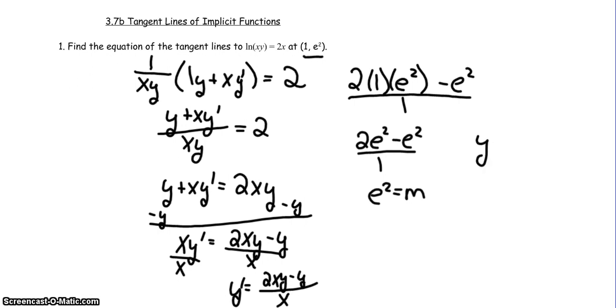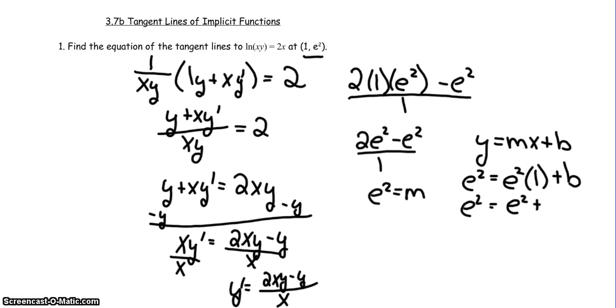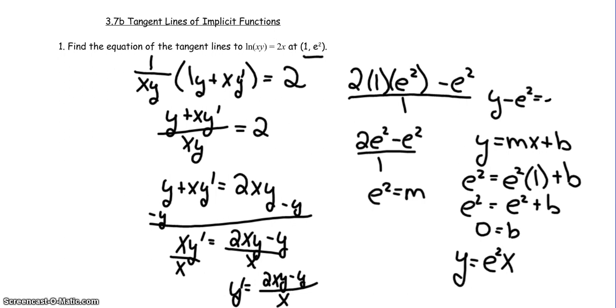So y equals mx plus b, y value of e squared, slope of e squared, x value of 1, solving for b, subtract the e squared, b equals 0. So you have the function y equals e squared x, and that's your tangent line. You could also use point slope and write y minus e squared equals e squared times x minus 1.